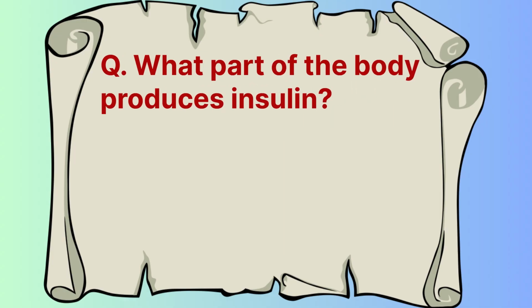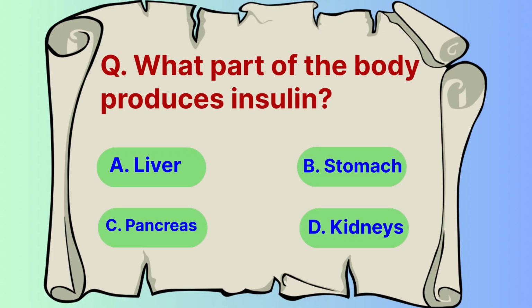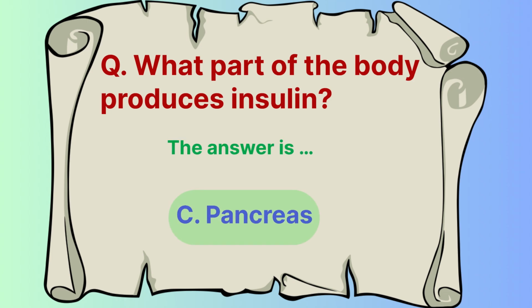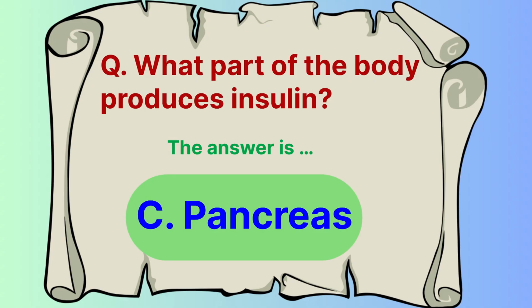Next question, what part of the body produces insulin? So the options are A liver, B stomach, C pancreas, D kidneys. So the answer is C pancreas.